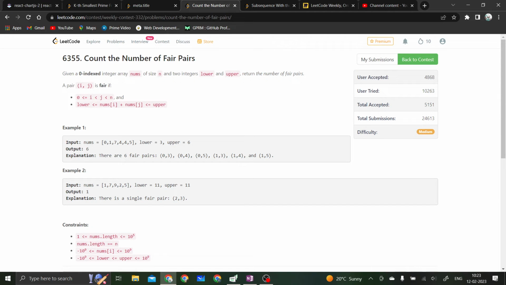Hi everyone, let's solve the second question from today's weekly contest, that is Count the Number of Fair Pairs. In this question we are given a zero-indexed integer array nums of size n, and we have two integers, lower and upper. And we have to return the number of fair pairs.